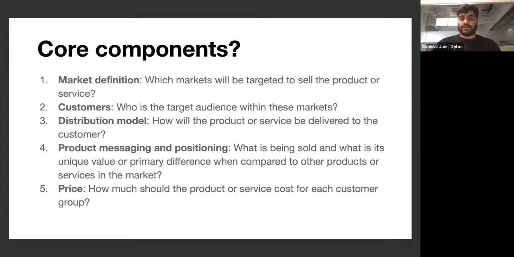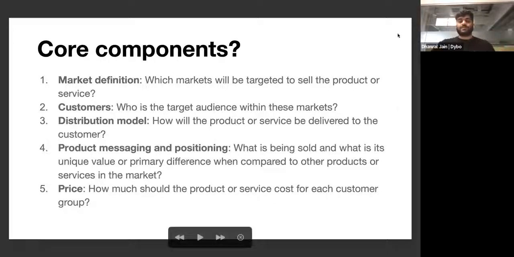What are the core components of a go-to-market strategy? One is market definition, which is basically who are your customers, which markets are you targeting? Like, are you targeting India? Are you targeting US? Are you taking a bottoms-up approach? Are you taking a top-down approach, etc., etc.? Then within this target audience, who is your first customer? Which are the people who will first say yes to you, right?